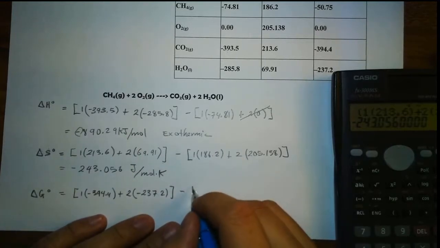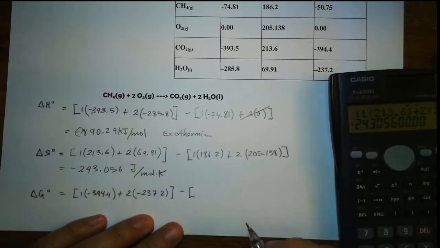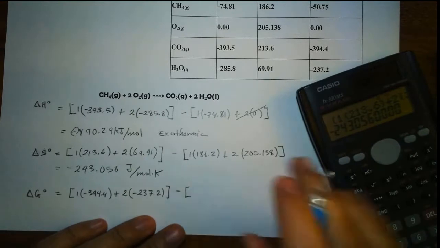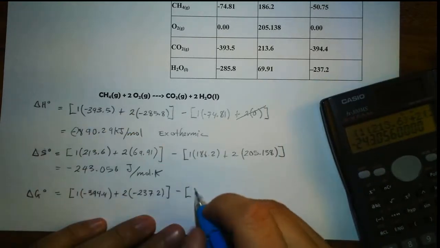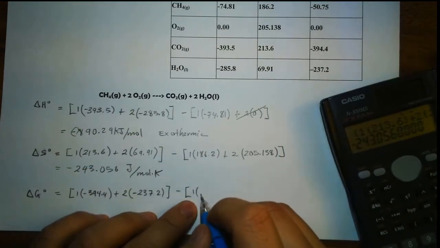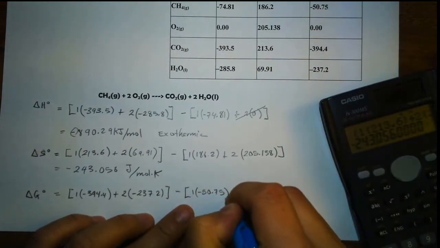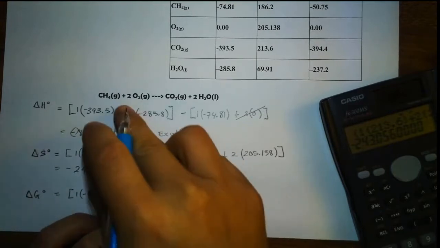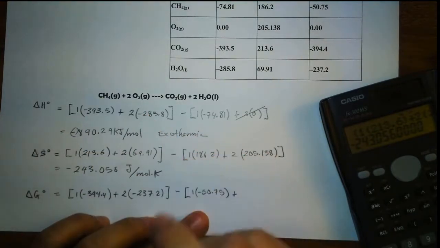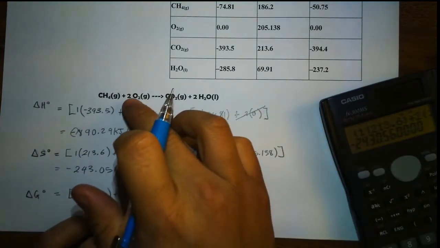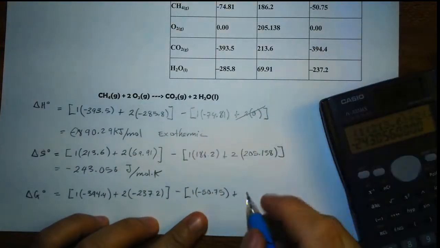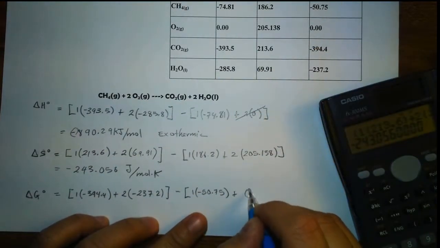And then we close it up because we are done with the product side. Let's move to the reactant side. We have a bracket right there, which in this case, what do we have? We have 1 mole of methane right there. So what's the value for methane? Negative 50.75. Okay. And then we add oxygen. I know right away it's got to be 0 because it is an element. So we can just ignore that, or put a 0 there.